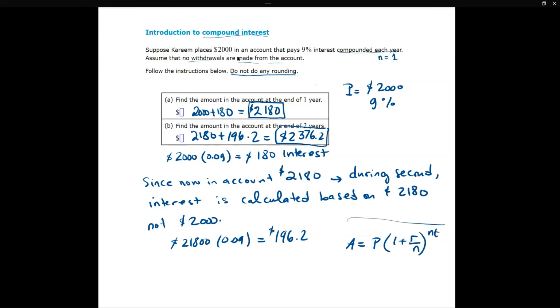In this compound interest formula, A is the future amount and this one is the principal and R is the rate in decimal, so 0.09, and n is going to be 1 because it's compounded yearly, and t for A it's going to be 1 and for B it's going to be 2. You can try this as well.